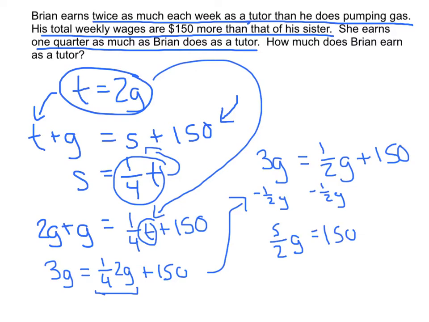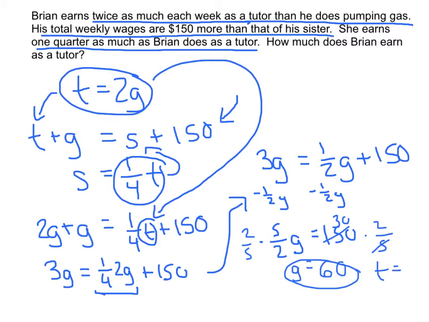And to solve for g, I just need to get rid of that fraction by multiplying by the reciprocal. So my answer for pumping gas will be g is equal to 30 times 2, which is 60. Now you want to reread the question and make sure you answer it. It asks for how much Brian earns as a tutor. So if this is how much he earns as a gas pumper, then he has to double that for his tutoring. So tutoring would equal $120. Add your units. Alright, let's move on to the second problem.